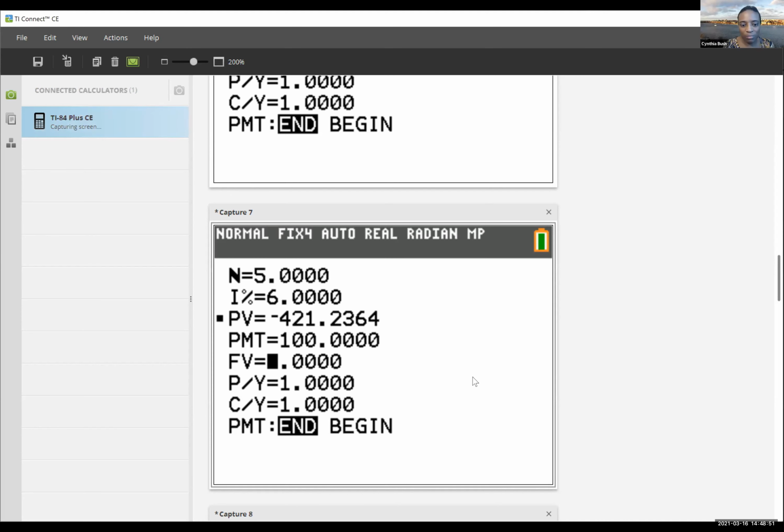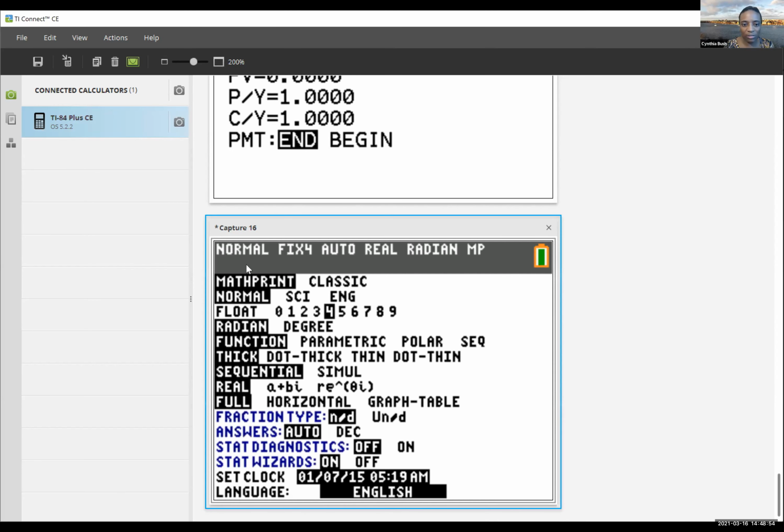All right, so I just hit mode, and this is what my calculator looks like. You want to scroll down to the word float, and then you want to scroll over to the number 4 until the number 4 is highlighted. That means 4 decimals. And then you just hit the enter key. And then you're in 4 decimals, and you can hit the second key and the mode key, and that would quit out of that.